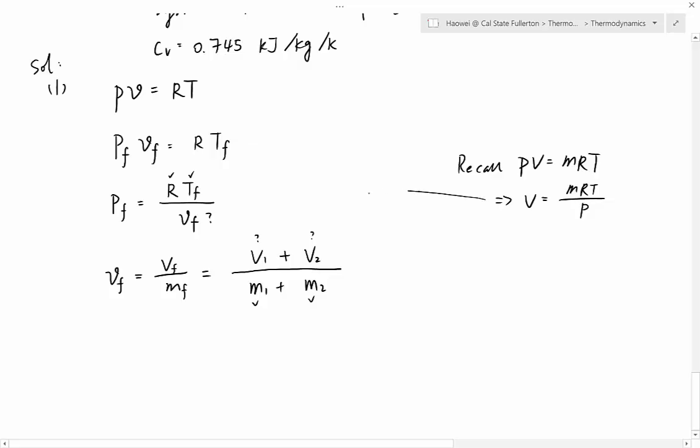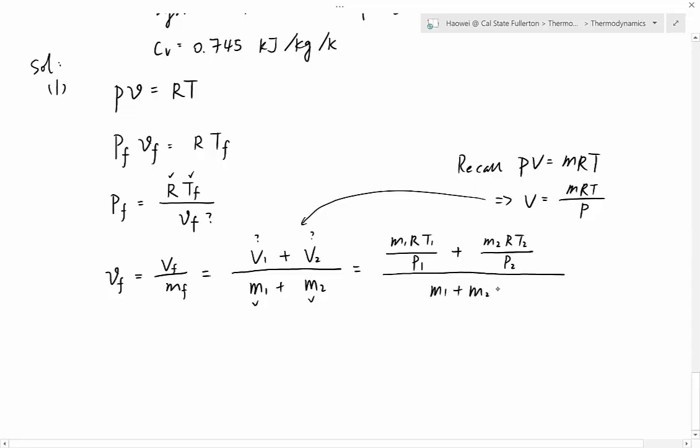So now we can go back and rewrite V1 and V2 with this equation. V1 will be rewritten to M1 R T1 over P1, and then V2 will be rewritten to M2 R T2 over P2. And again, R doesn't need a subscript because R is gas constant, it doesn't change. Okay, and then copy the denominator, which is M1 plus M2. So now let's take a look. Do we have everything in the right hand side?